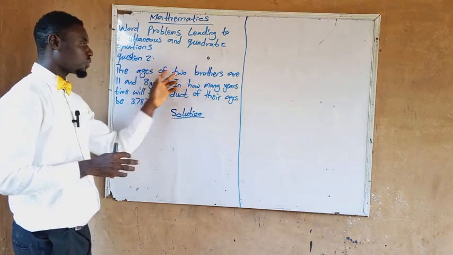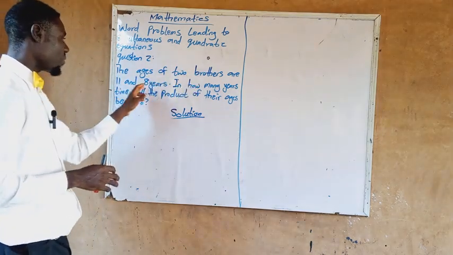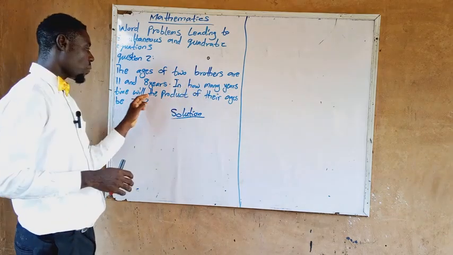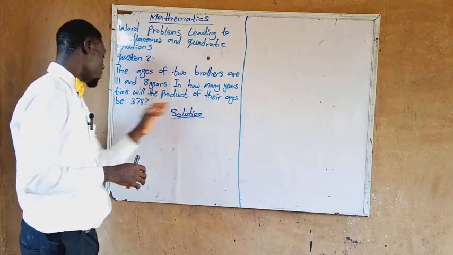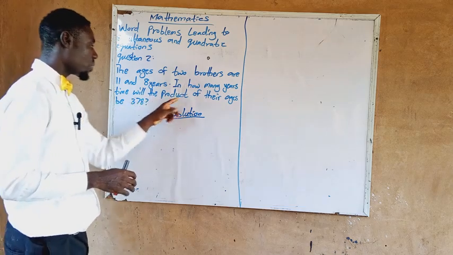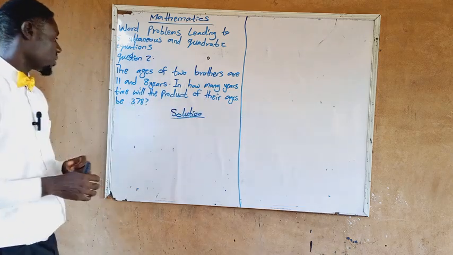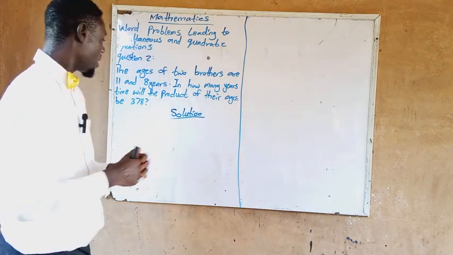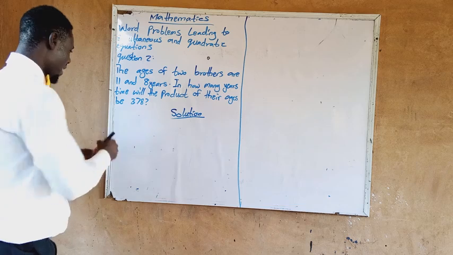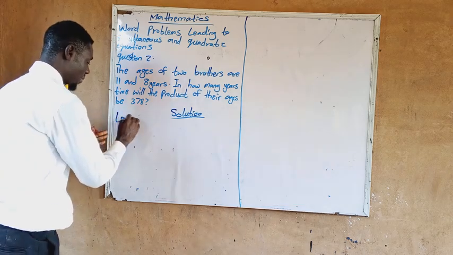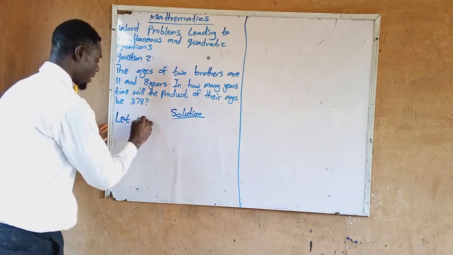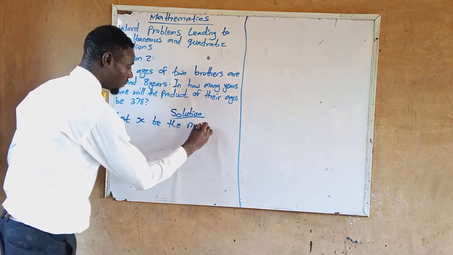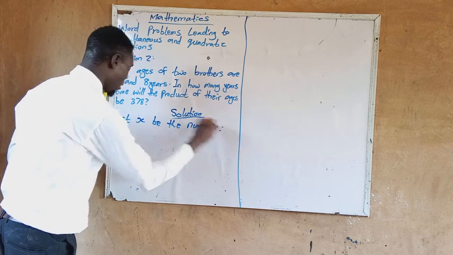Now, the ages of two brothers are 11 and 8 years. In how many years' time will the product of their ages be 378? Now, let's say we start by assuming: let x be the number.